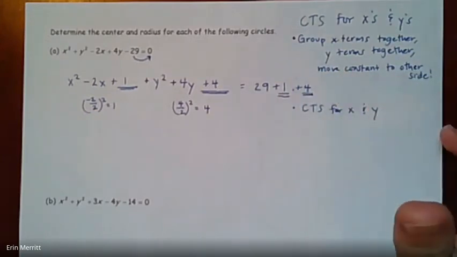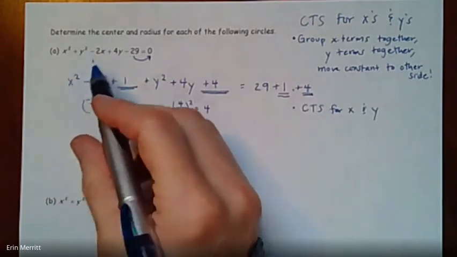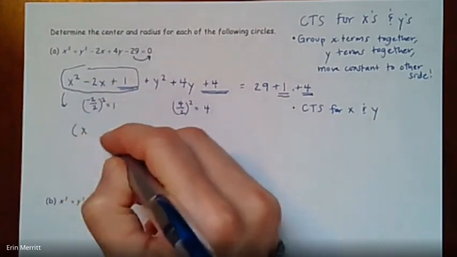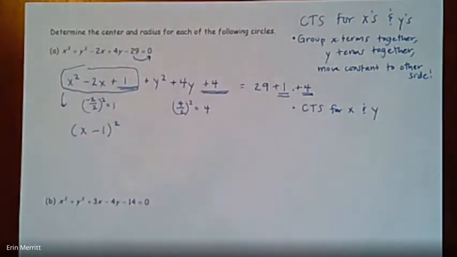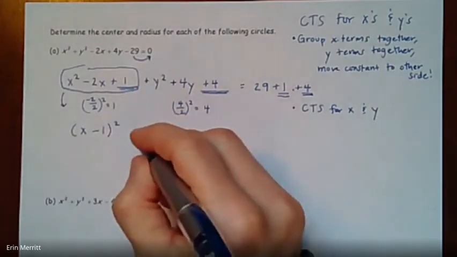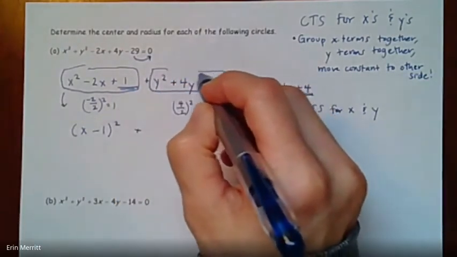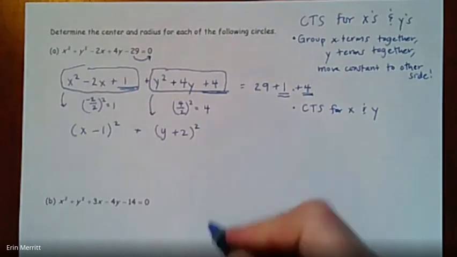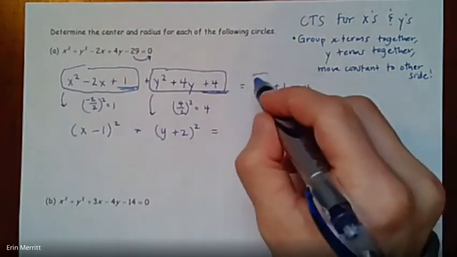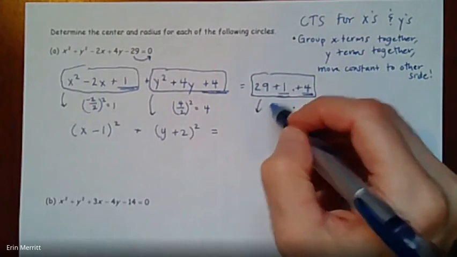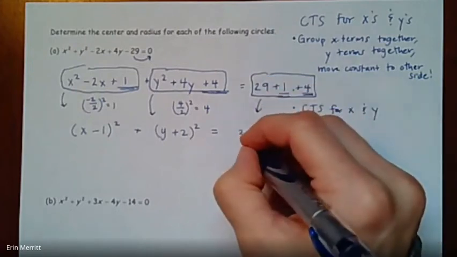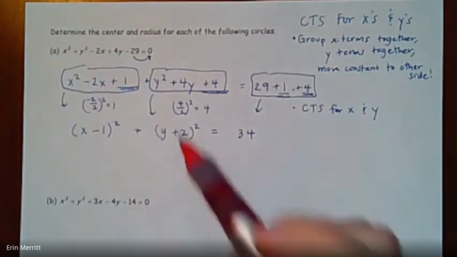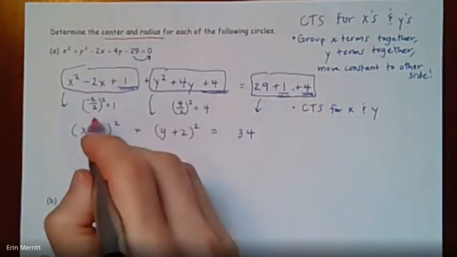By now, I expect you to know those parts. Now we can factor it. So this now factors down into x minus 1 times x minus 1, or x minus 1 squared. This piece of it factors into y plus 2 times y plus 2, or y plus 2 squared. All right, the other side, just add all that stuff together. So 29 plus 1 plus 4, we get 34. That is now in center and radius form.